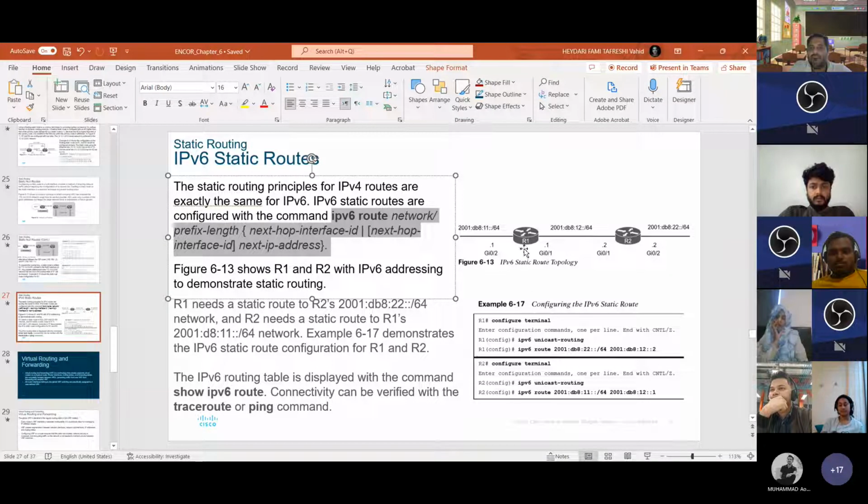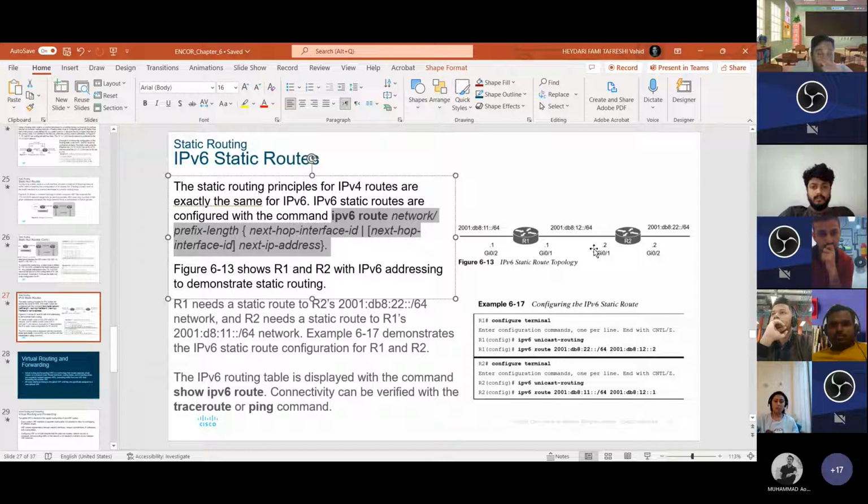For instance, on R1, in order to advertise this IPv6 prefix, you use the IPv6 route command, and then the next hop is going to be 2001:DB8:12::2, which is this guy. This is going to be the next hop IP address for a recursive static route for IPv6.